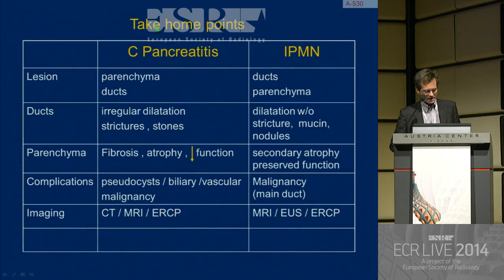So the take-home points, chronic pancreatitis versus IPMN. The lesions are in the parenchyma here, mainly in the ducts. The ducts are irregular, they have strictures and stones. Here there is a dilatation without a stricture, mucin production and nodules. You may have a decreased function in chronic pancreatitis. Generally, the function is preserved in IPMNs. The complications are different. Malignancies in the main duct type is the major complication of IPMN. And concerning the imaging workup, CT still is the first imaging modality for chronic pancreatitis, and MRI is the first modality for IPMN. So thank you very much.